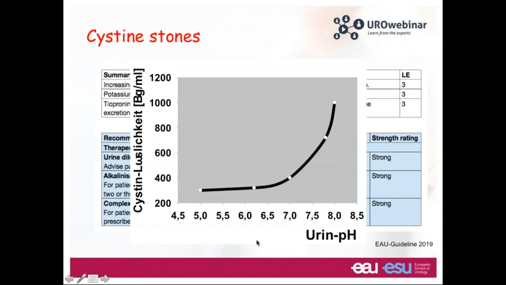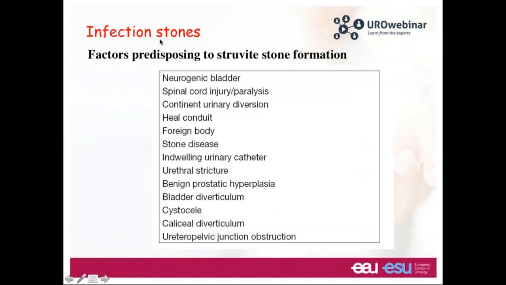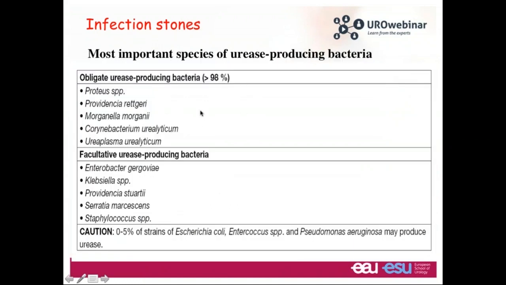Then a patient, you did a PCNL on an infection stone. You have to identify the predisposing factors for struvite stone formation, and you can see that if you have urease-producing bacteria, then these patients are predisposed to reform infection stones or struvite stones. And this is very well known to the urological community. Just remember that there are some strains, very few of them, of E. coli or Enterococcus or Pseudomonas that may produce urease. So do not say that E.